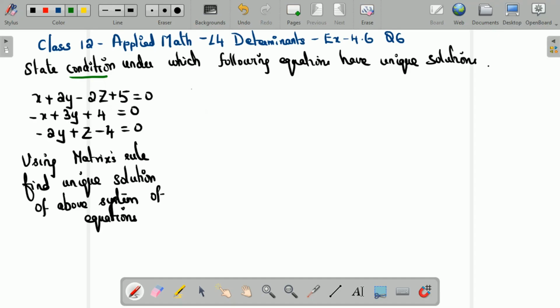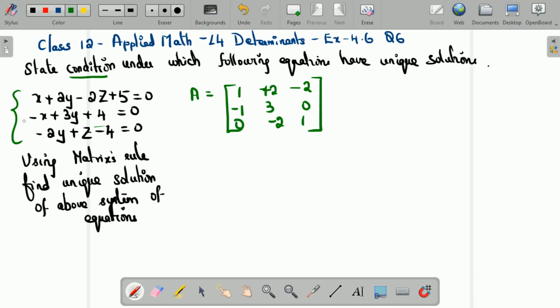If we write a coefficient matrix A as all the coefficients of these variables, let's write it out. So this will be 1, 2, -2, -1, 3. There is no z coefficient here, so this is going to be 0. And finally, there is no x coefficient in the last case, so it is 0, -2, 1. So if this is the coefficient matrix, the determinant of this matrix should not be equal to 0 for the system of equations to have a unique solution. So let's confirm that first.